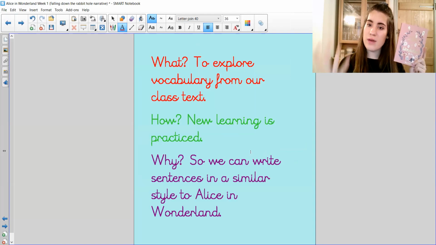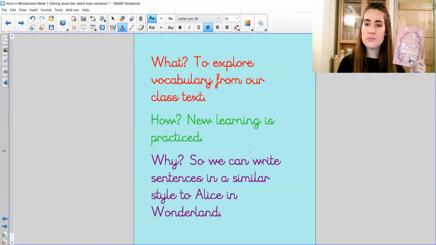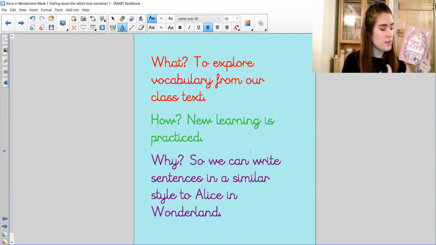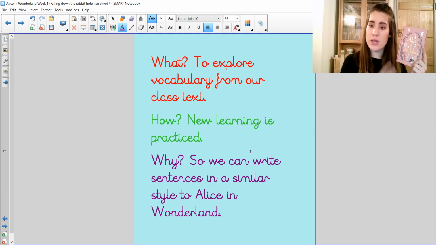In order for us to replicate that in our own writing, in our own old-fashioned style, we're going to have to learn some new vocabulary or gain more understanding of some vocabulary so that we can use it in our own writing too. That's really going to change our writing and make it similar to the style of Lewis Carroll. So by the end of the week, we'll have this new vocabulary that we can use in our writing. Okay, so what are we doing today?